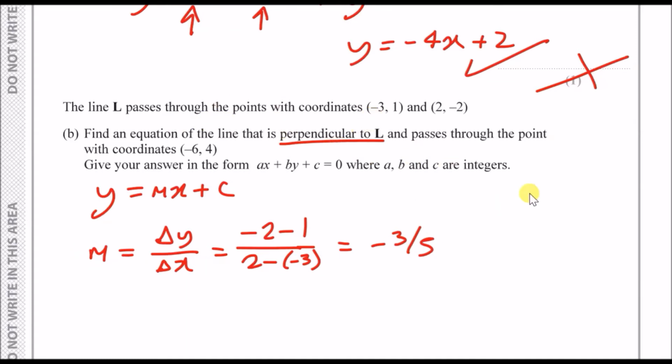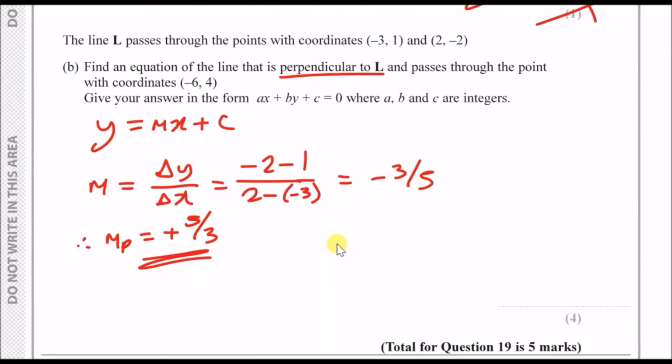So for the perpendicular line, we need to flip this gradient. So we say the new gradient, let's call it m_p, for perpendicular, is going to be, well, you flip the sign, so it'll be a positive, and then you flip this upside down, so it'll be 5/3. And that's it. So what that essentially means is that for the new line, we now have an equation which is y equals, instead of mx, 5/3x, and then plus c. So now we're almost done.